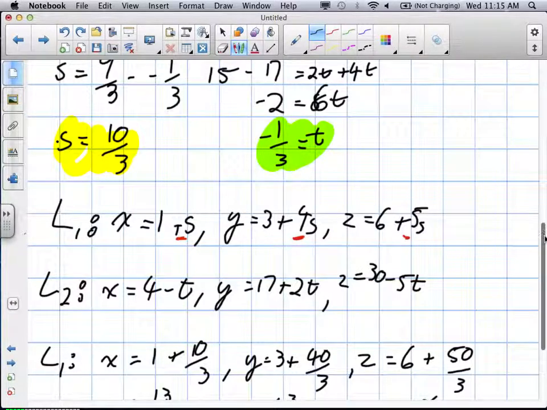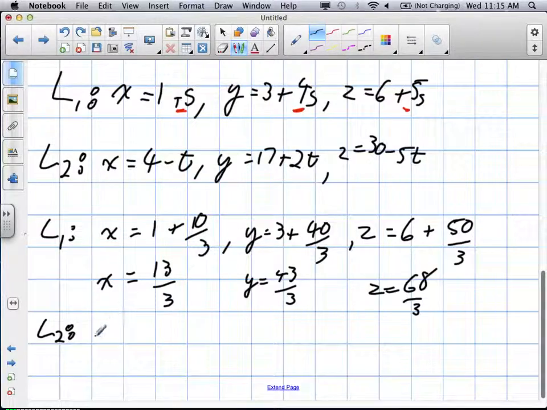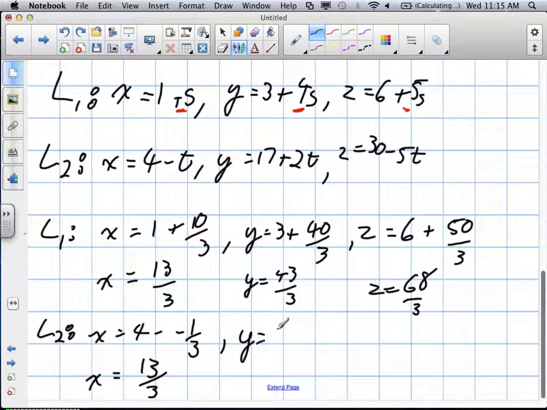What was our t-value? Negative a third, right? Okay, so x is equal to 4 minus negative a third, which is the same as adding it. That would be 12. Shoot, does that give us 13? Yep. Uh-oh. I wanted skewed lines. Hopefully this works. y equals 17 plus 2 times our t-value, which again was negative a third. So that's going to give us negative 2 over 3.